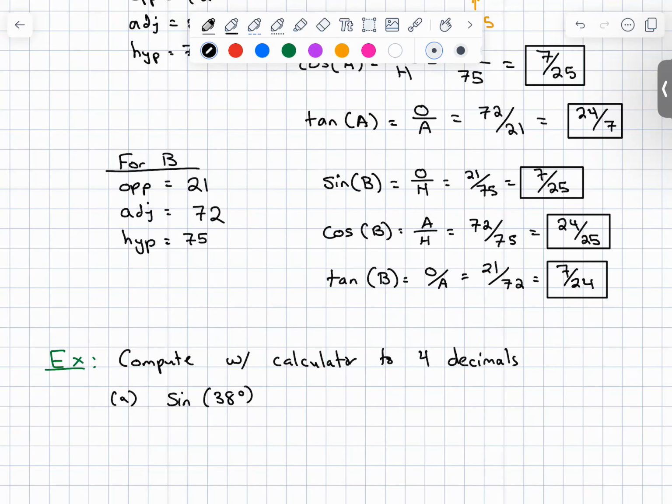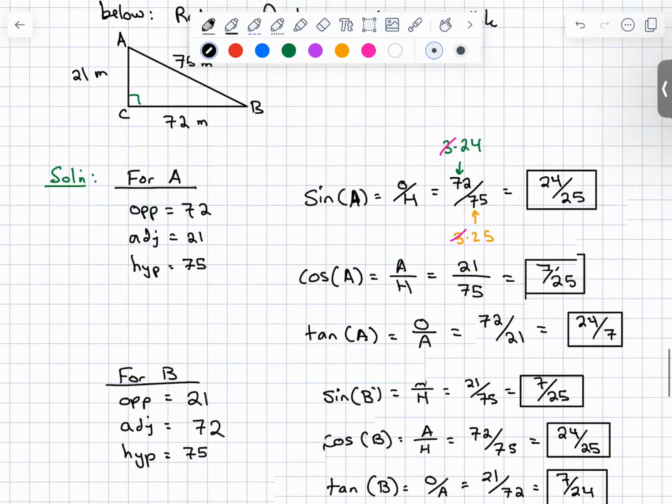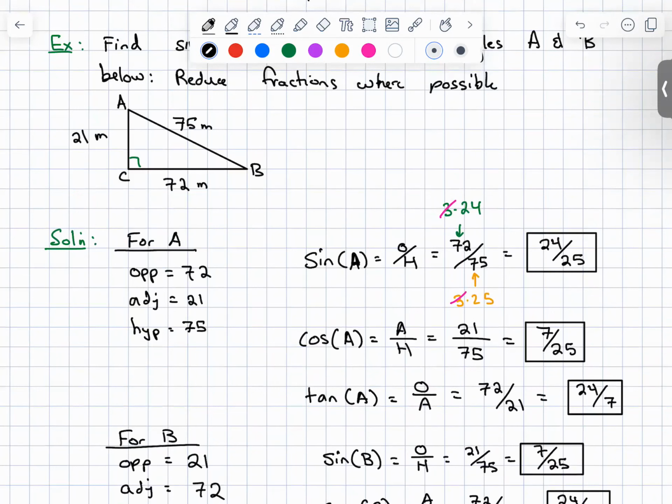Yes. What about angle C? Will we ever solve for sine of C or cosine of C? Excellent question. No, because if you think about it, the hypotenuse is there. The opposite side is the hypotenuse, so opposite and hypotenuse are the same thing for it. So you don't really find the trig ratios for angle C. Excellent question.